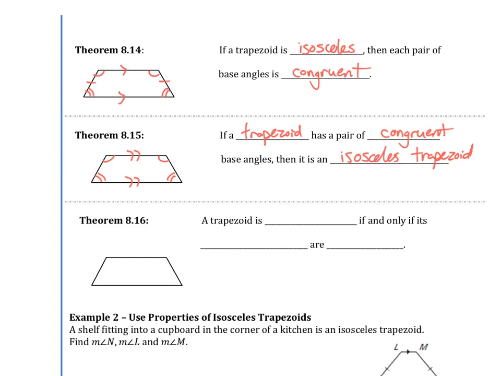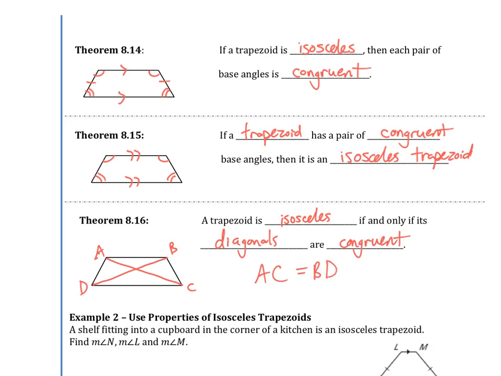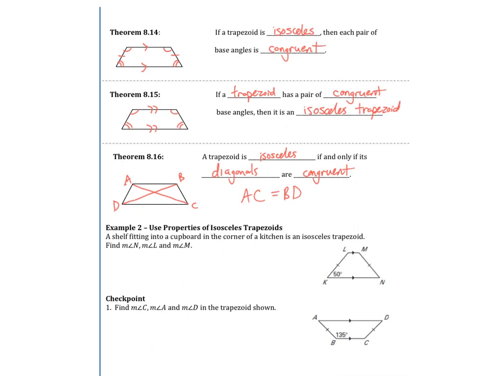And theorem 8.16 is a trapezoid is isosceles if and only if its diagonals are congruent. So that means this line and this line are congruent. So if we label them, we would say AC has to be equal to BD in order for it to be isosceles. So isosceles trapezoid is the one special trapezoid where base angles are congruent, diagonals are congruent, and that's about it.